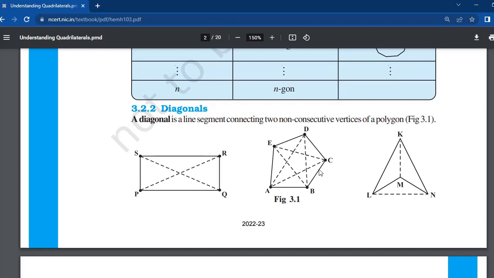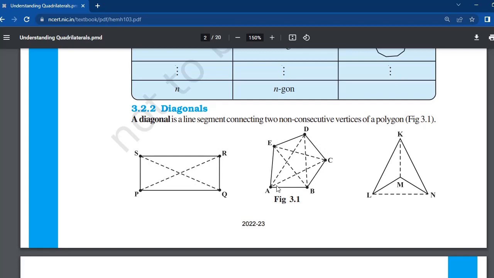So for diagonals, if you understand, the line segment connecting two non-adjacent vertices of a polygon is known as a diagonal. If I take you through here, this is a diagonal, this is a diagonal, and this is a diagonal. This is an edge, not a diagonal at all. S and R is not a diagonal. However, SQ and PR are the diagonals.